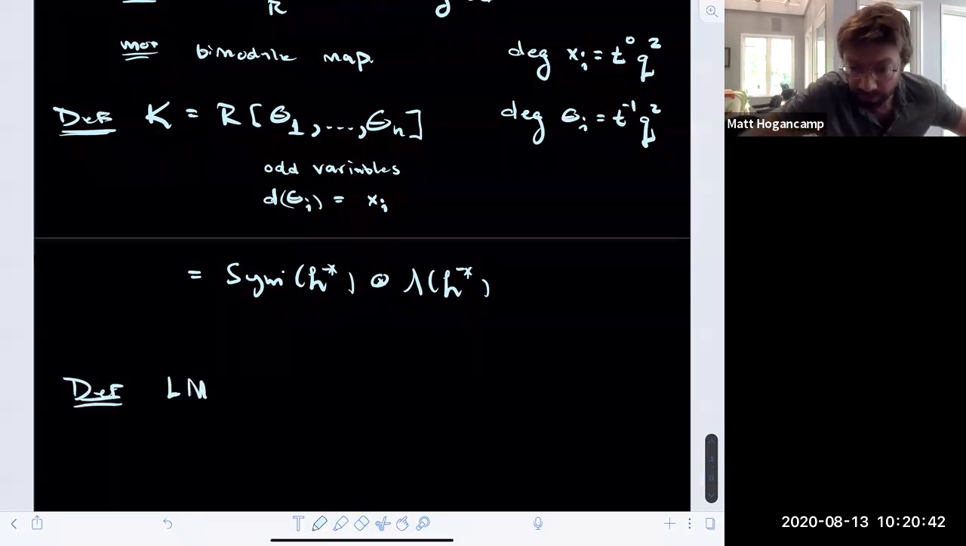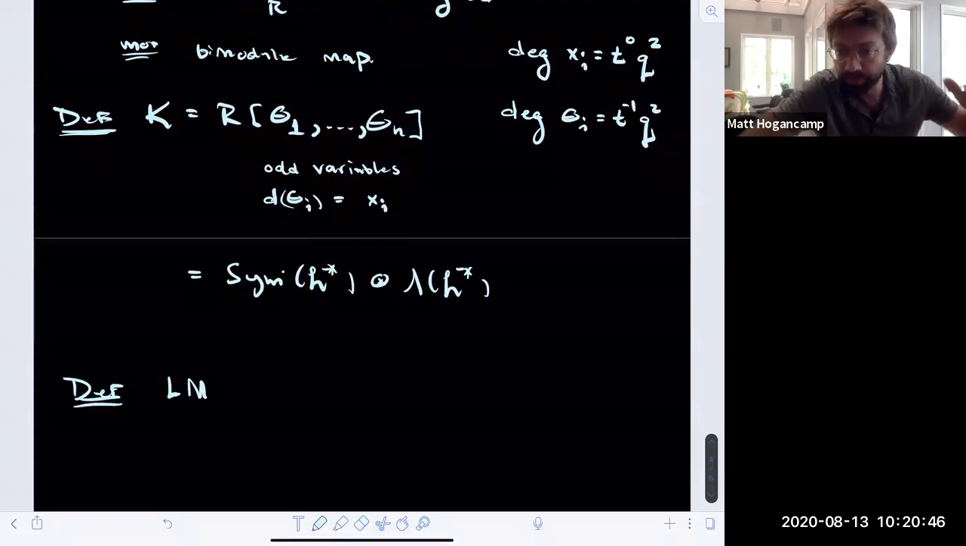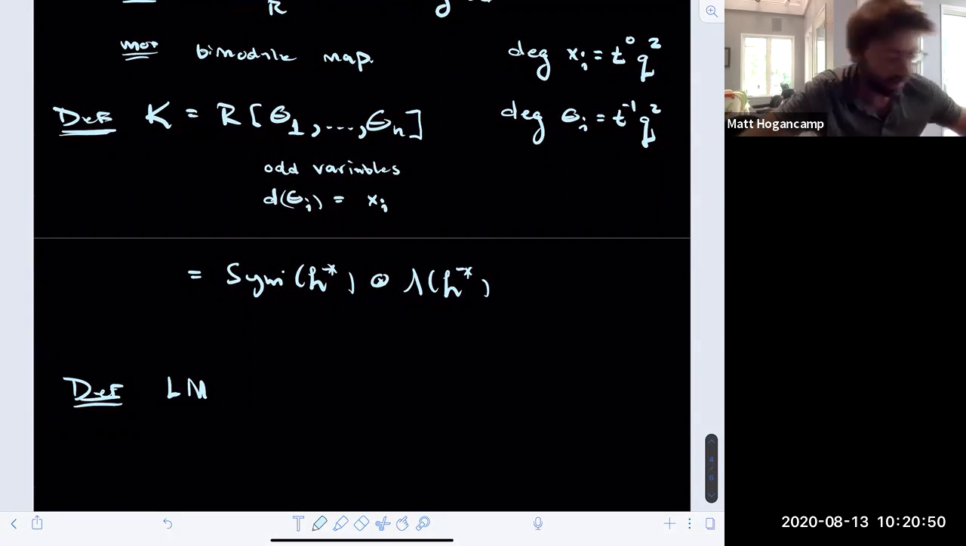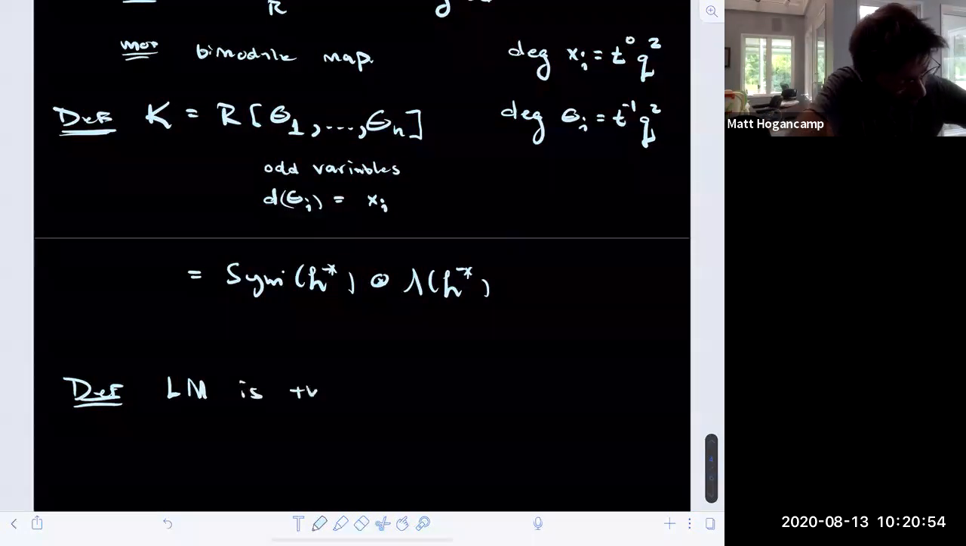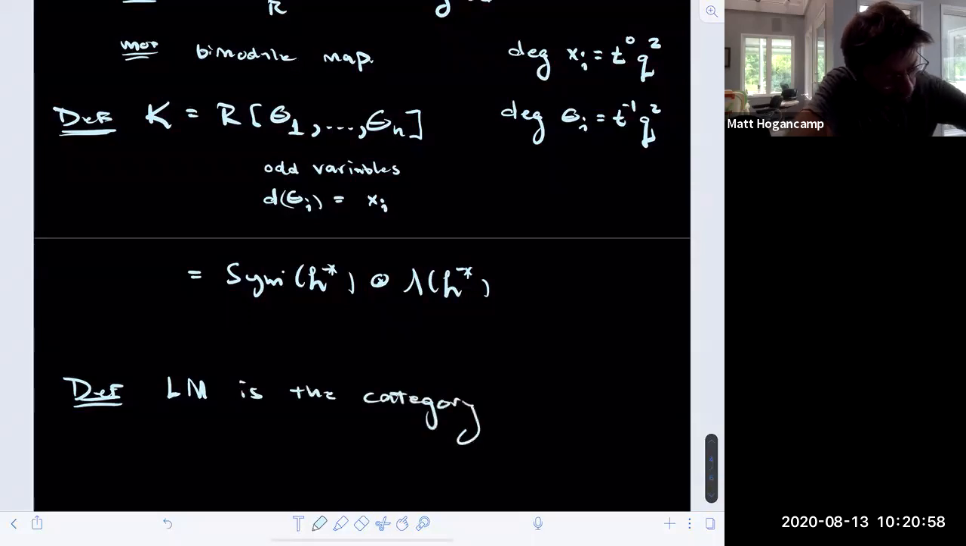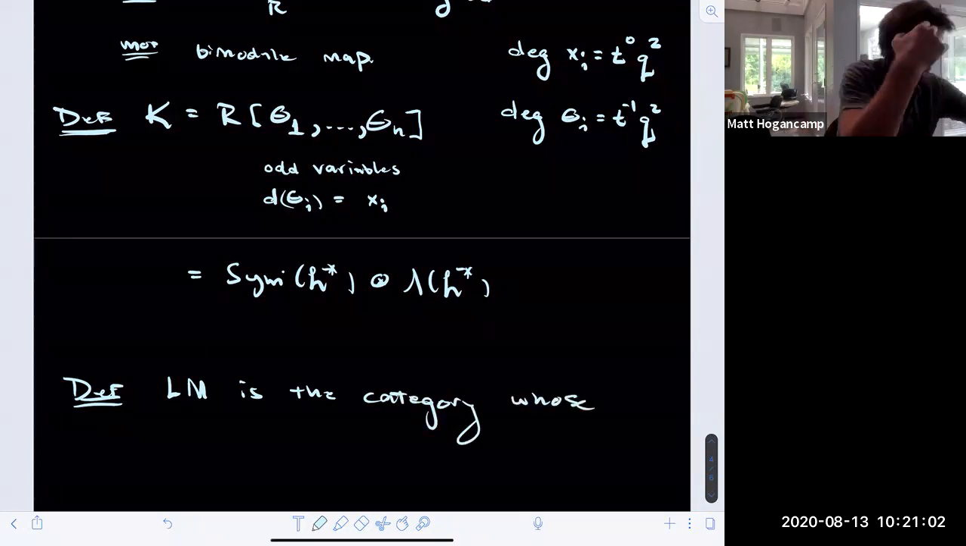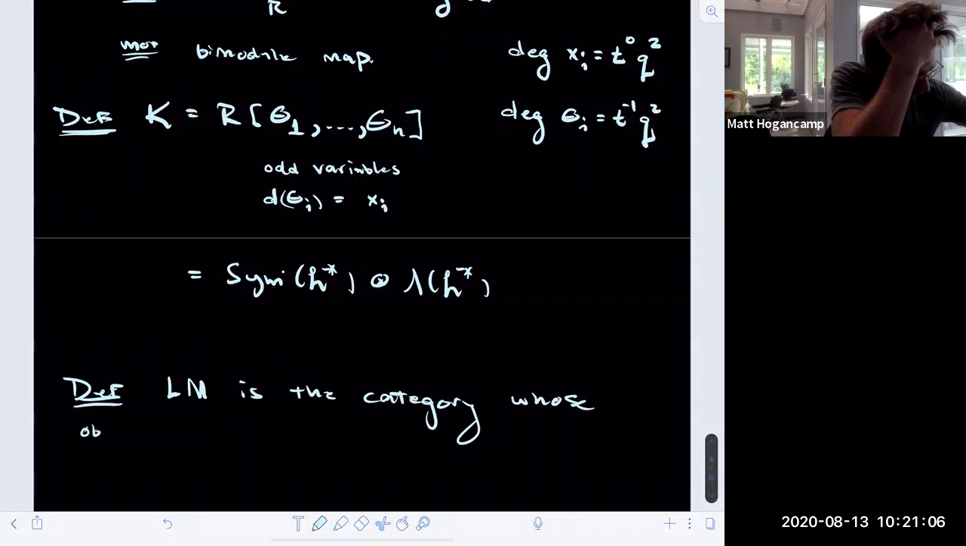So anyway, the LM category is the category whose objects, so I'll describe objects of this category, and morphisms will hopefully be obvious at that point, whose objects are complexes of the following form.